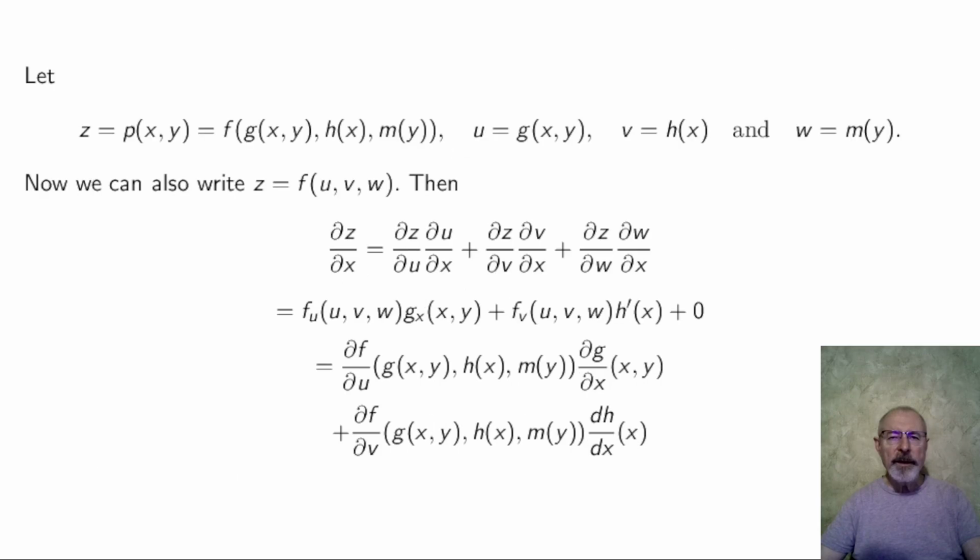We could also write these in variables. Let's say z be p of x, y, u be g of x, y, v be h of x, and w be m of y. Then the partial of z with respect to x is simply z sub u times u sub x plus z sub v times v sub x plus z sub w times w sub x.